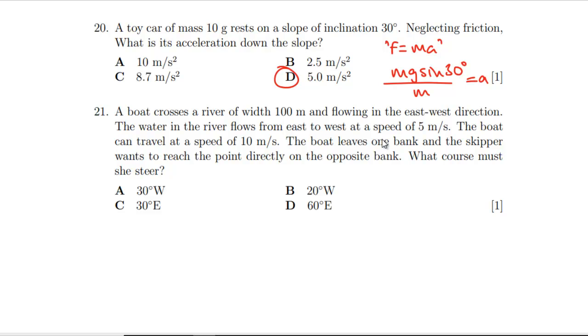A boat crosses a river of width 100 meters flowing in the east-west direction. The water in the river flows from east to west at a speed of 5 meters per second. Okay, so we've got east to west, 5 meters per second. The boat can travel at 10 meters per second. The boat leaves one bank and wants to reach the opposite bank. Right, okay, so we're going to be doing that at 10 meters per second. What course do we need? Right, well, that's a triangle. We've got sine of 30 degrees gives us that half, opposite over adjacent. So we need to go 30 degrees east, which is C.